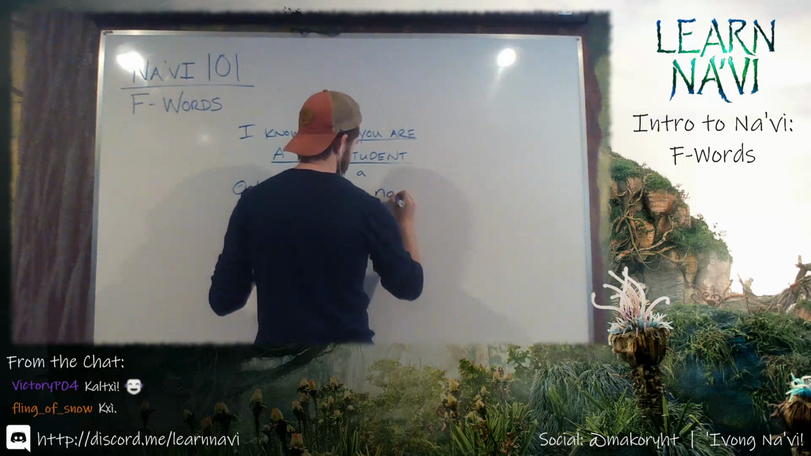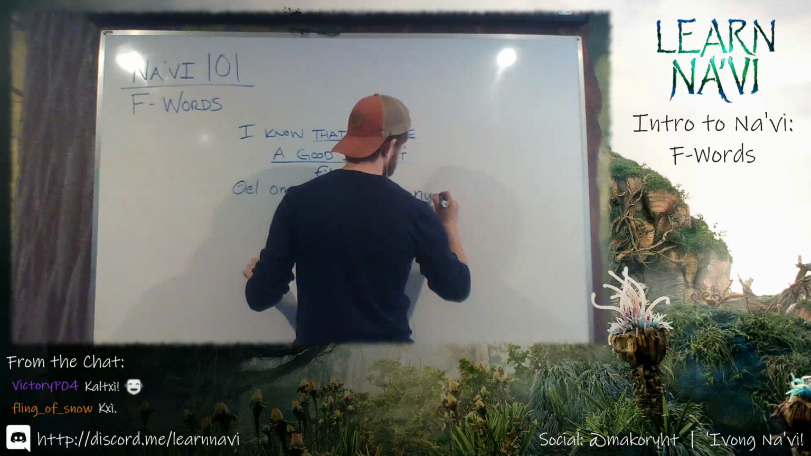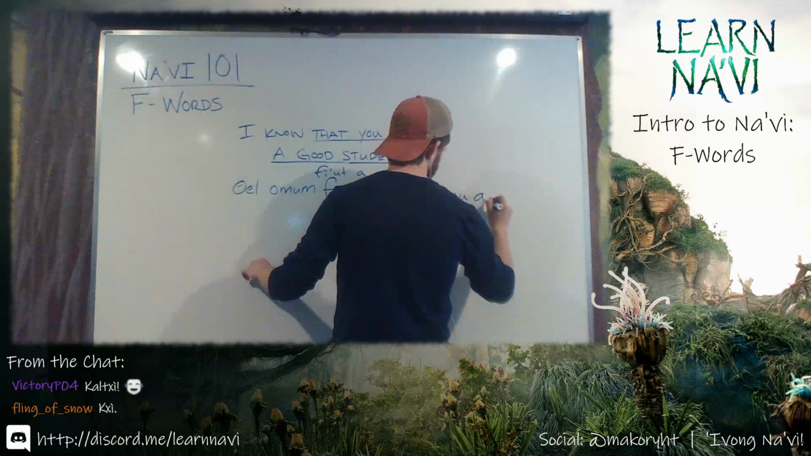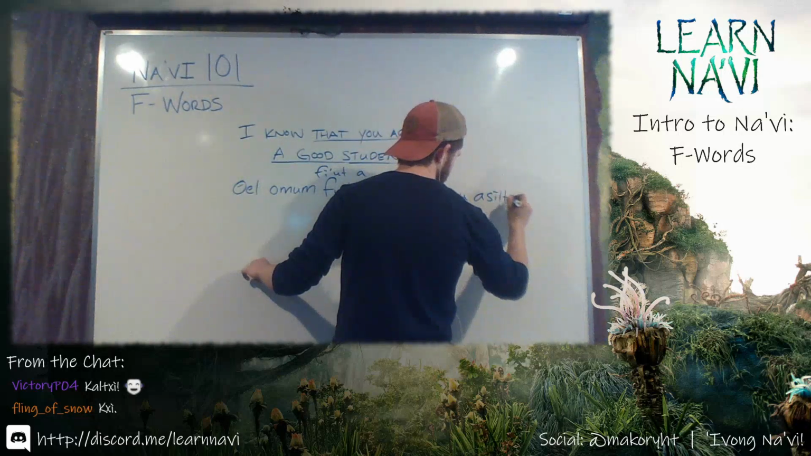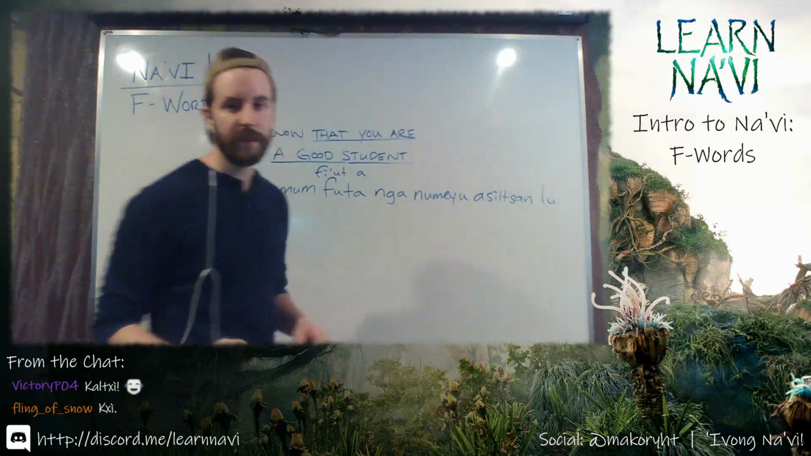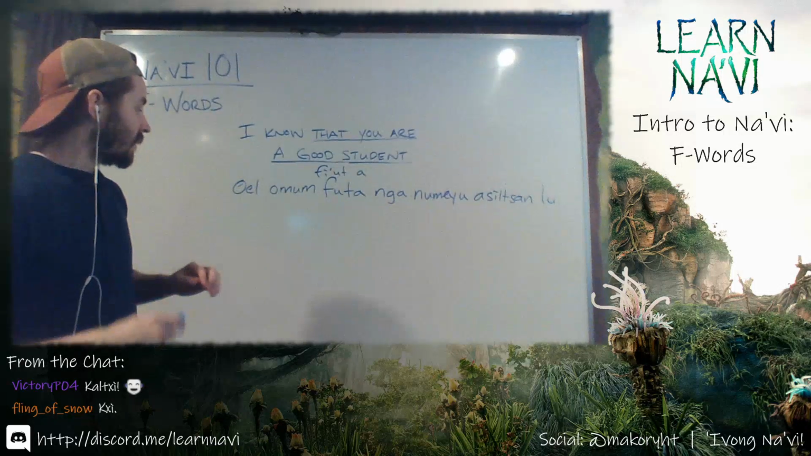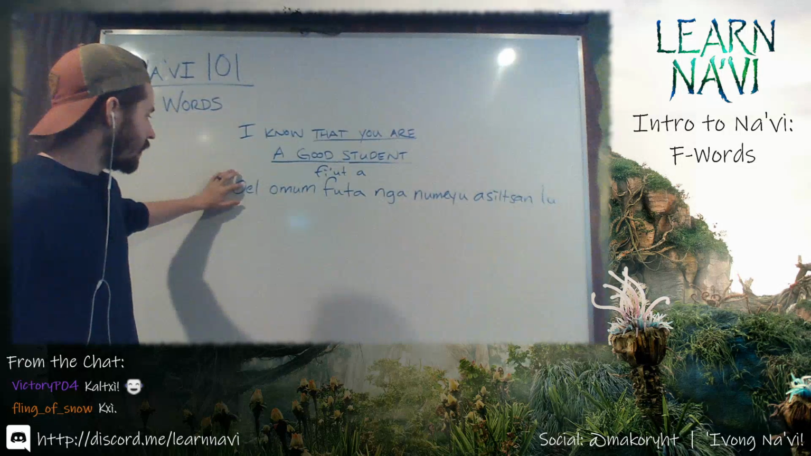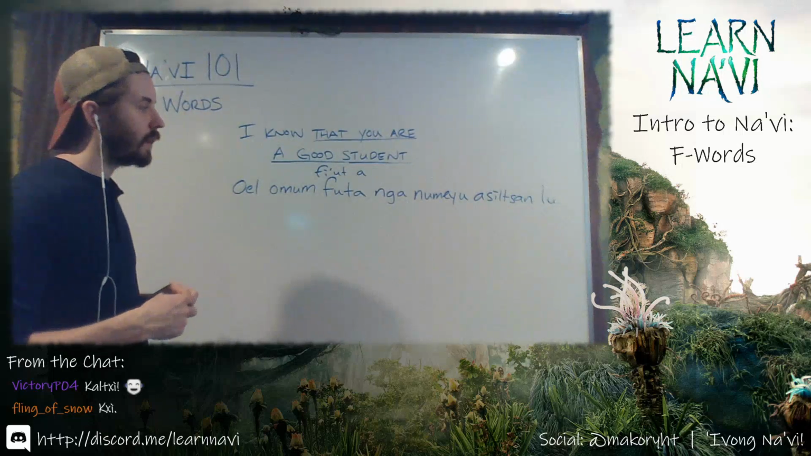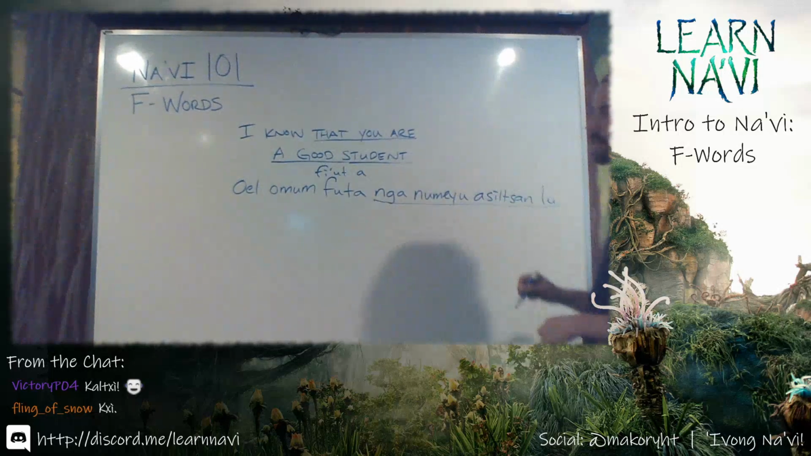Nga. Numeu. Asilsan. Went way over there on the side of the board, but that's okay. You get the idea. So, welomum futa nga numeu asilsan, this is our subordinate clause. Okay?